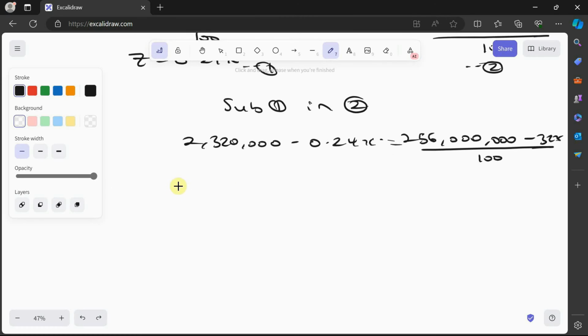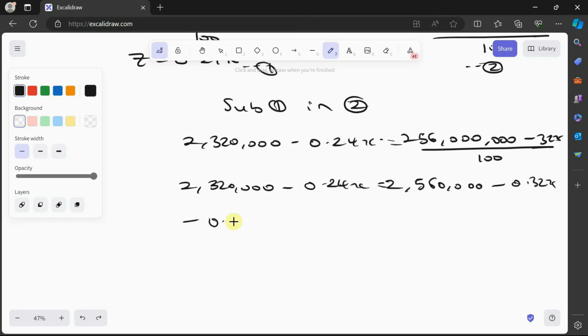So this is like 2,320,000 minus 0.24x is equal to, if I divide, I could do this divided by 100 minus this divided by 100 separately, right? So 256 million divided by 100 will give me 2,560,000. Minus 32x divided by 100 will give me 0.32x. Okay, so this is becoming better.